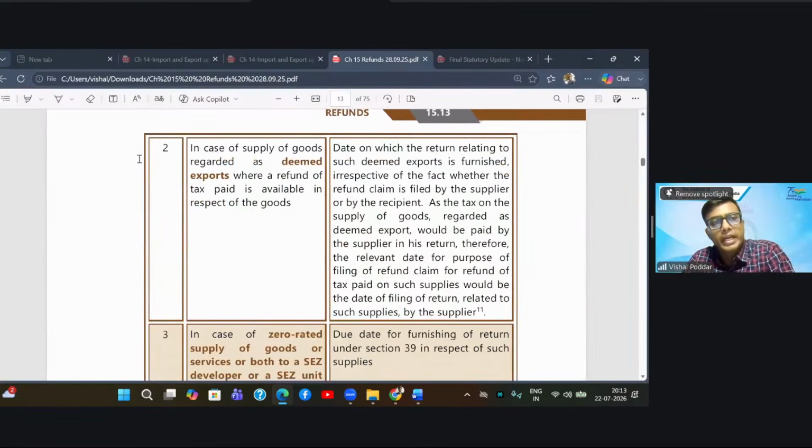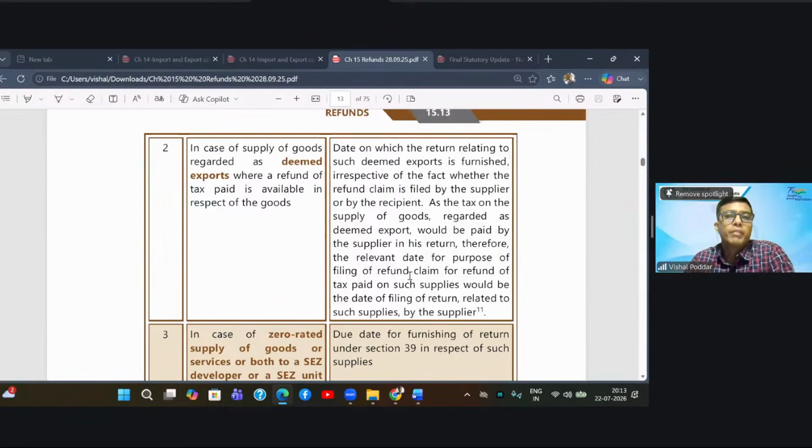Then comes the second category. In case of deemed exports, what will be the relevant date for counting 2 years? It is the date on which the return relating to such deemed export is furnished, irrespective of fact whether the refund is claimed by supplier or by recipient. As the tax on the supply of goods is regarded as deemed export, it would be paid by the supplier in his return.